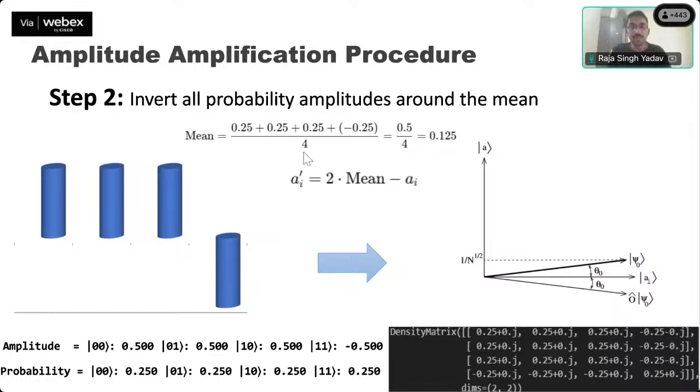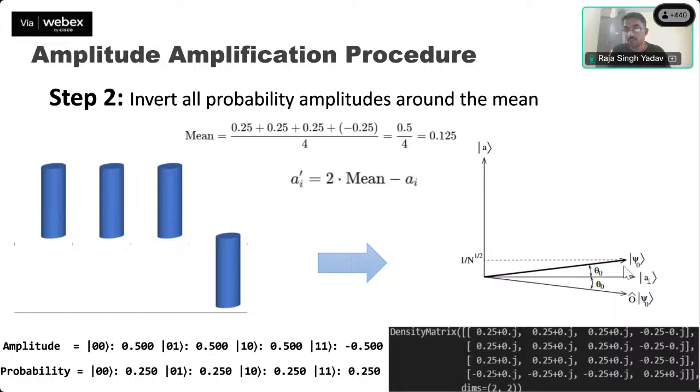Since we have four elements, I'll take the mean of them, and I got 0.125. Now, for the state 0 0, I'll do 2 times the mean, 0.125, minus 0.25 here. Similarly for the second, third, and fourth elements. What this step does is change the length of both the marked element and the unmarked elements. It does both.